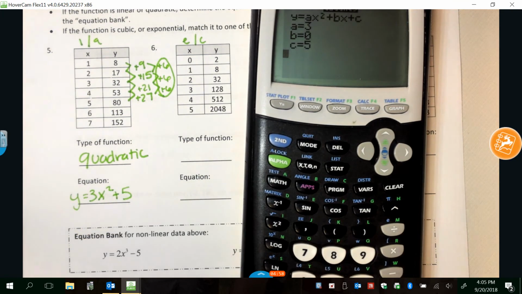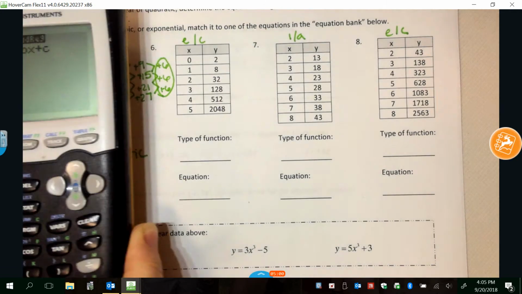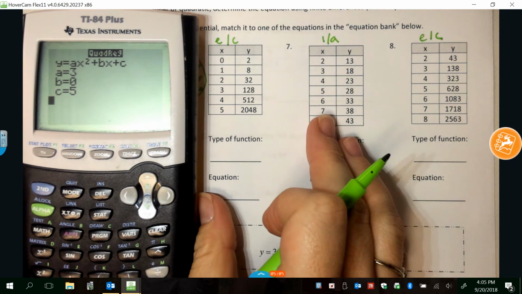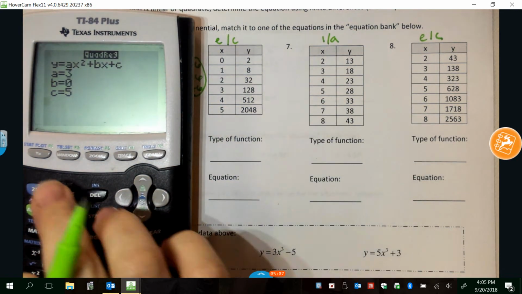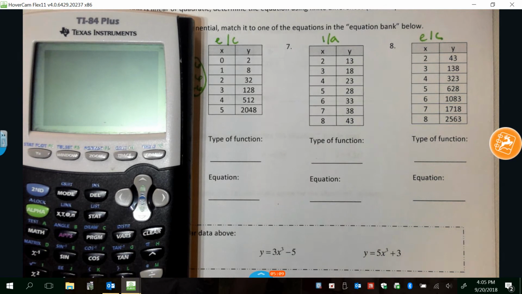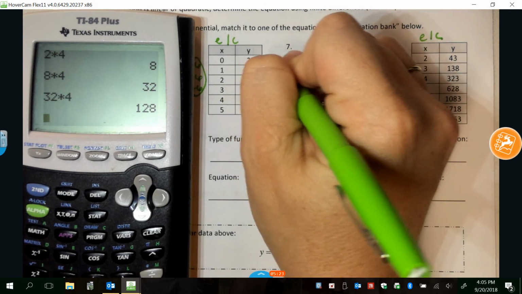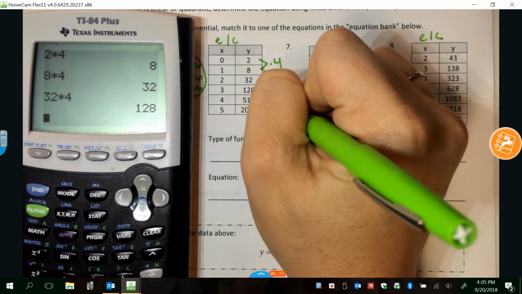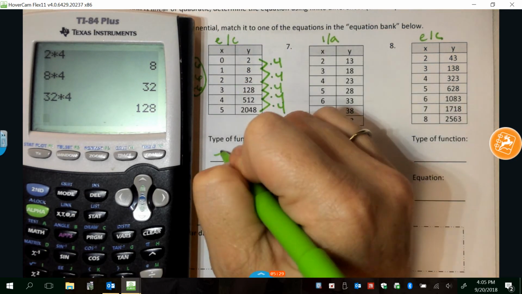Okay. Now the second one we know is either cubic or exponential? Guys, the easier one to check for is exponential. So remember, exponential is the only one that you're multiplying instead of adding. So we can think about it. 2 times 4 gives me 8. 8 times 4, does that give me 32? It does. 32 times 4 gives me 128. So right away we notice this is multiplying by 4 each time. So right away we know this is exponential.